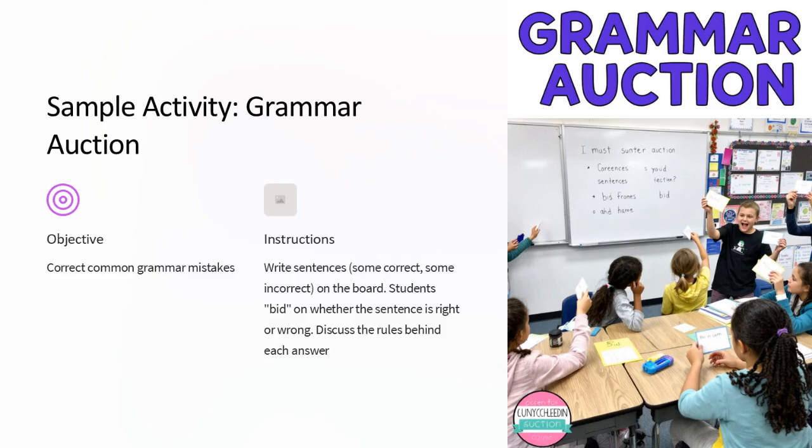Correct common grammar mistakes by writing sentences on the board, some correct and some incorrect. Students bid on whether the sentence is right or wrong and discuss the rules behind each answer.